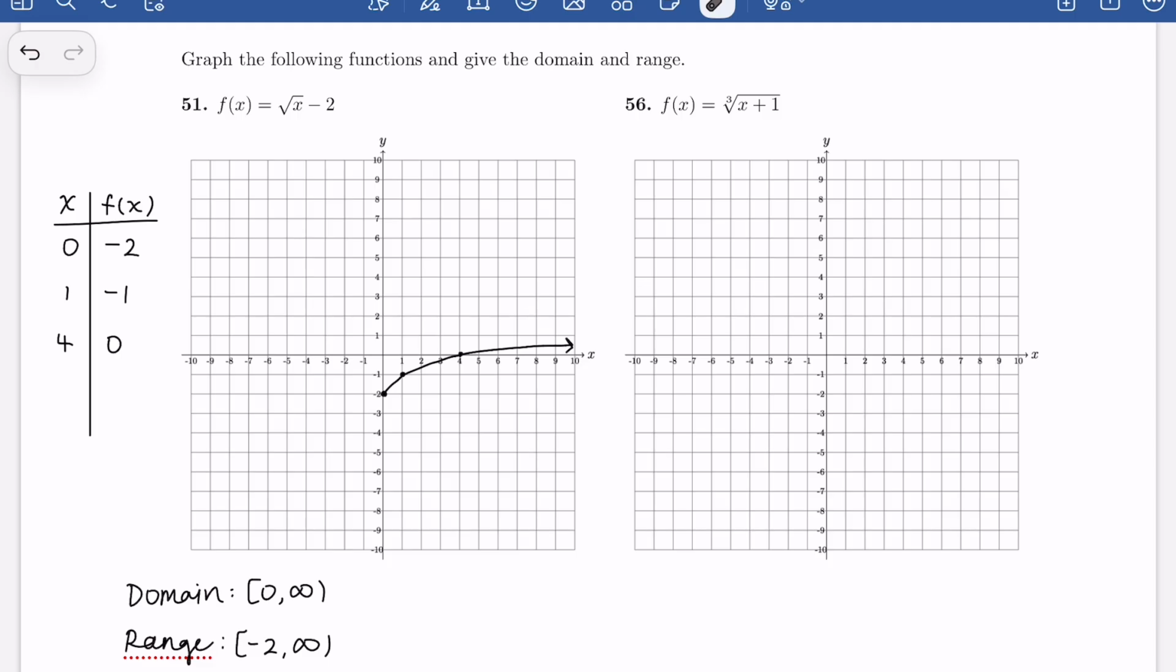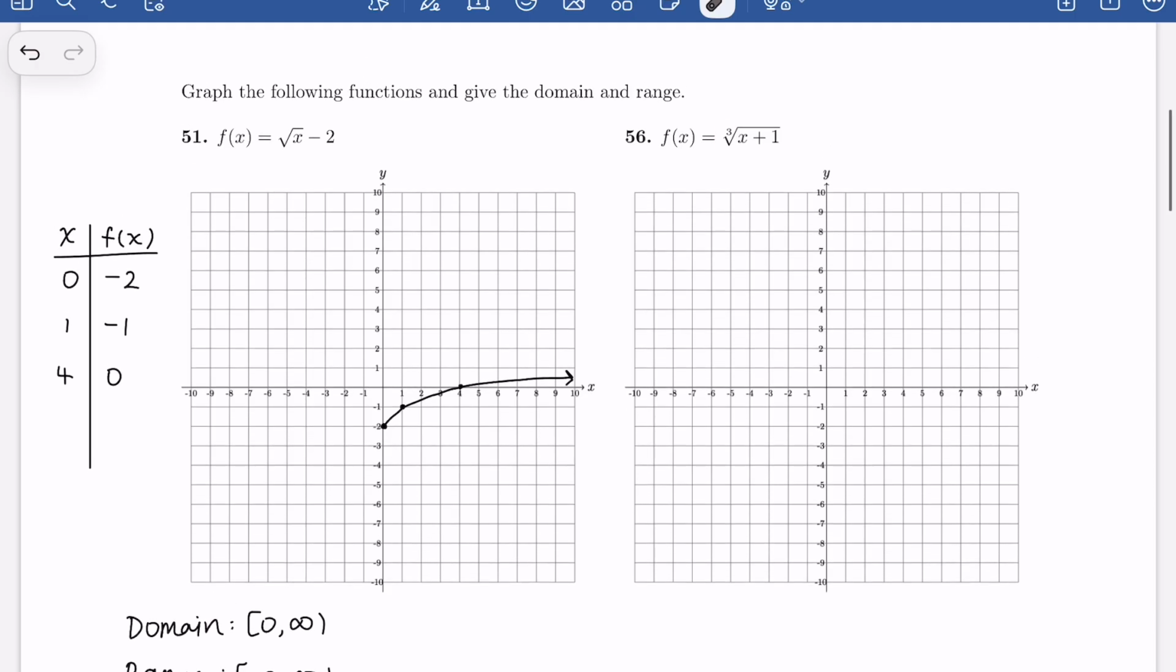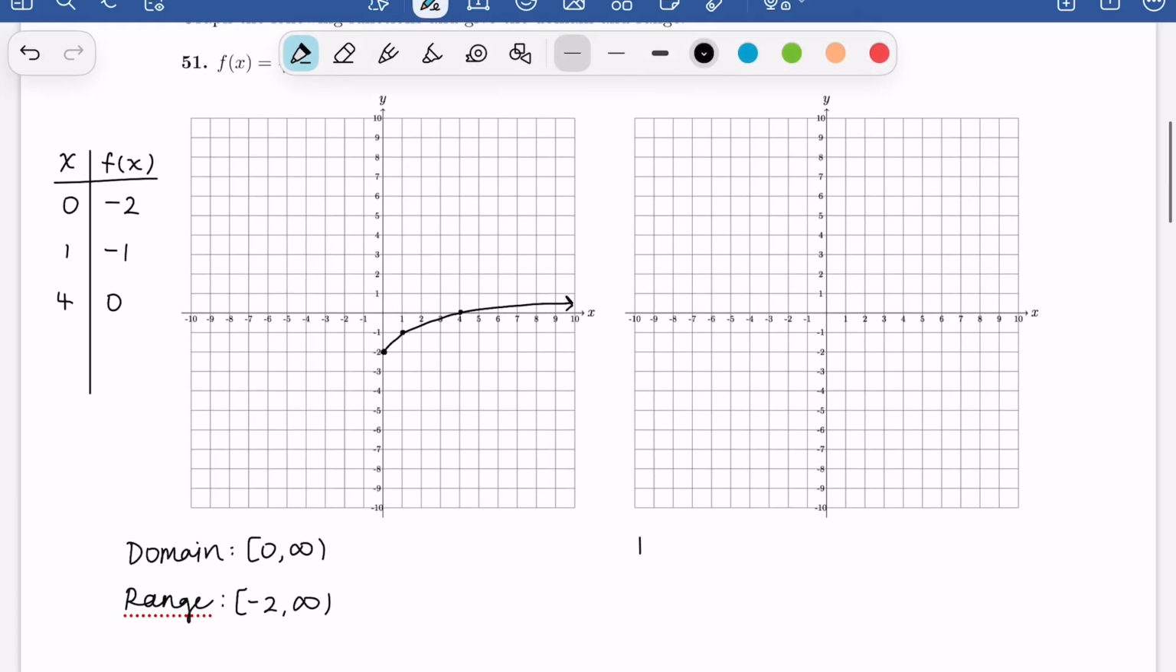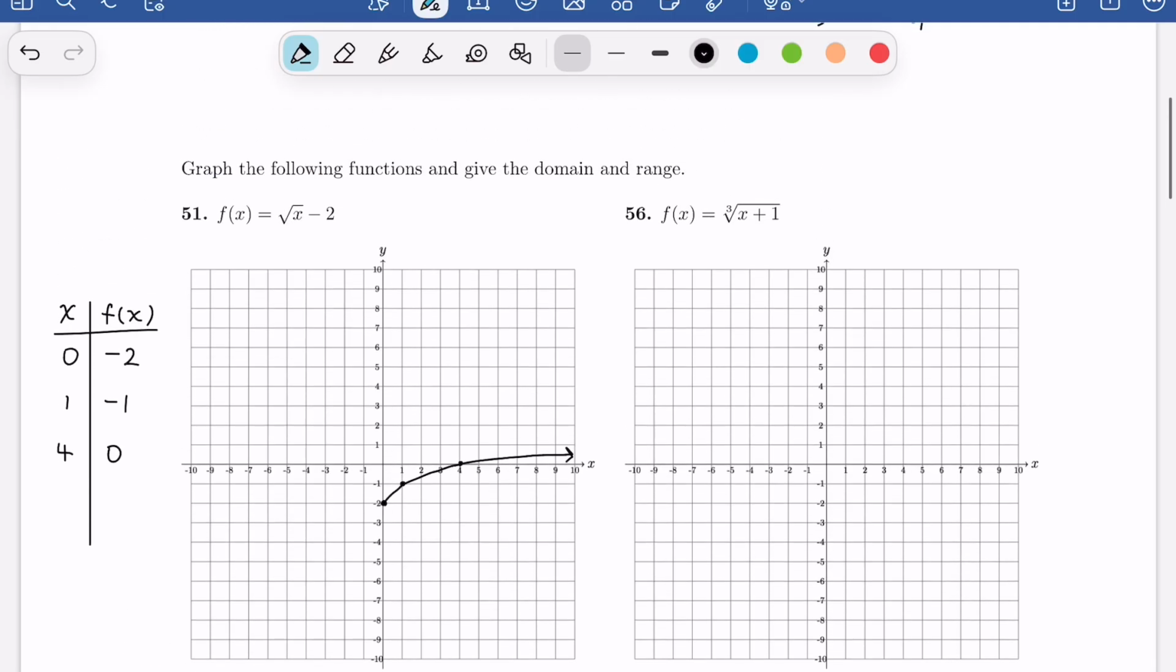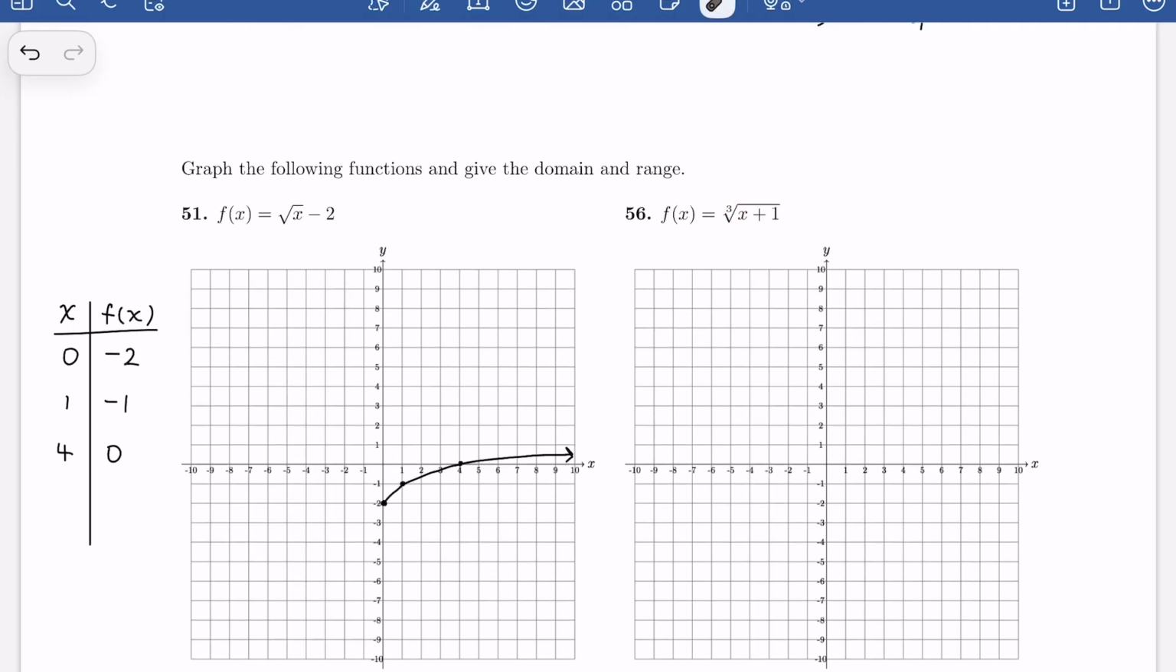All right, let's do the same thing for our next one here. In this case, we're looking at a third root function. So we have the third root of x plus 1. We're going to do the same thing. Let's find the domain and range. Now notice in this case, we can't take the third root of a negative number, so that's not going to affect our domain. So in this case, actually, we can plug in any value into our function, and we're never going to end up taking the square root of a negative since we have this third root here.